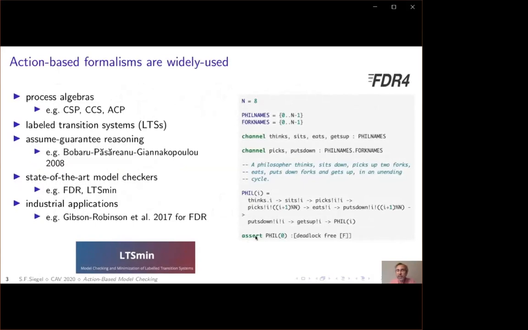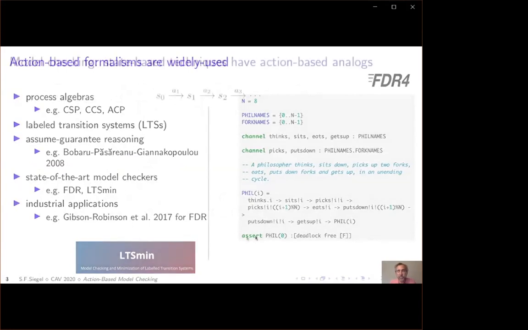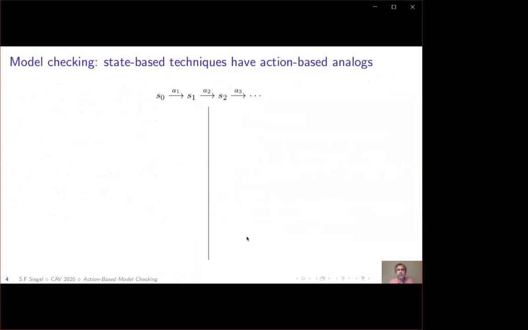Process algebras and the closely related concept of labeled transition system use an action-based model of concurrency. So does the literature on assume-guarantee reasoning. There are several state-of-the-art model checkers that use an action-based approach, and these have numerous significant industrial applications. In this paper, we look at some of the most important results from state-based model checking and ask what their analogs are for actions. Some of them are well known, but we found some gaps that we've tried to fill in.